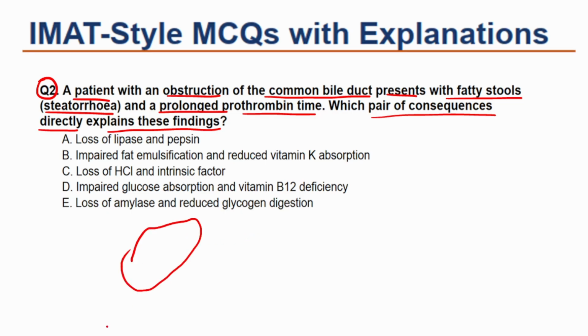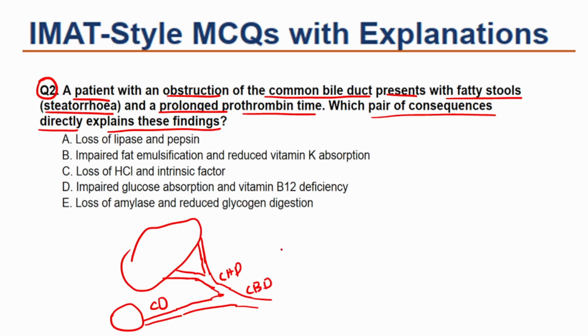Let's say this is the liver, this is the gallbladder. We have ducts coming from the liver making the common hepatic duct, and we have the duct coming from the gallbladder, which is the cystic duct. Then they merge and they create the common bile duct. Whenever a physical obstruction blocks the common bile duct, amphipathic bile salts can no longer enter the duodenum to surround and physically break down large fat globules.